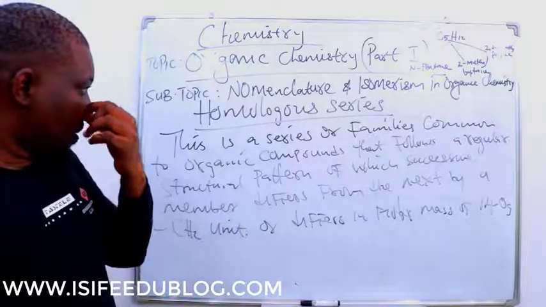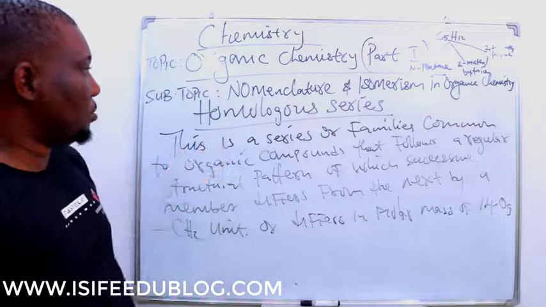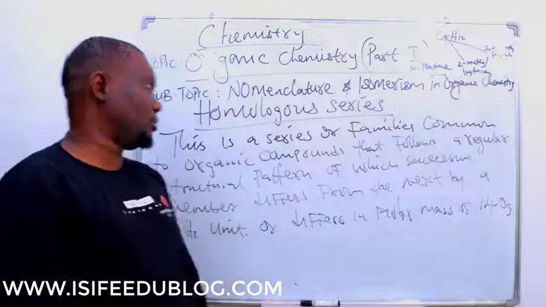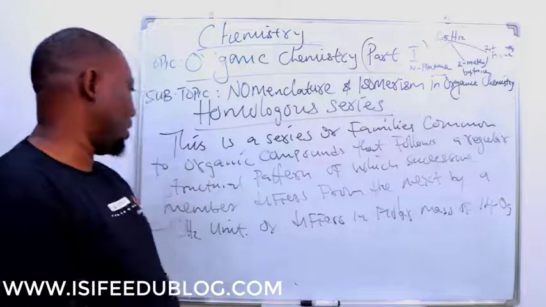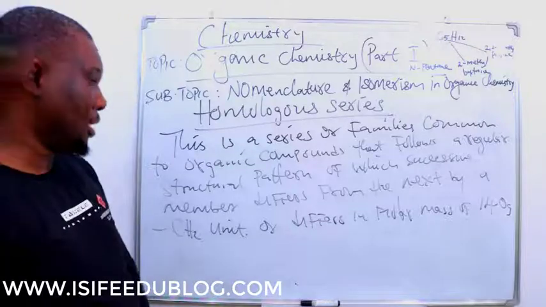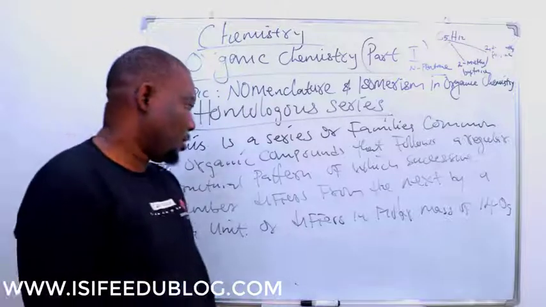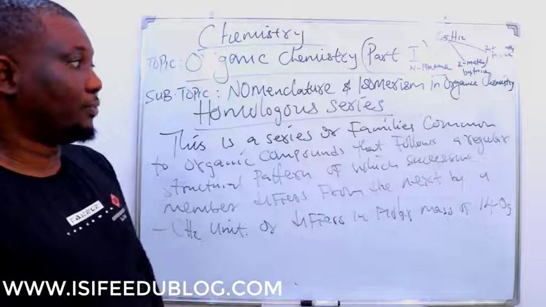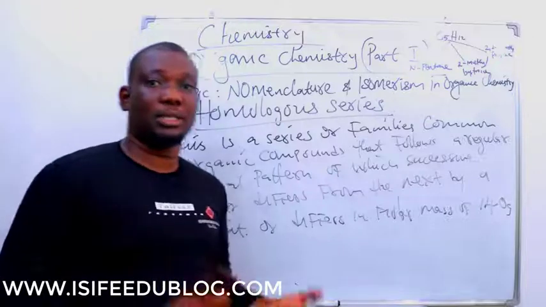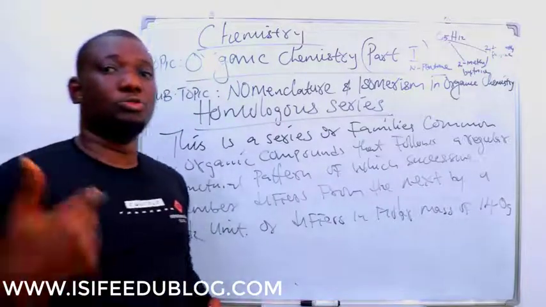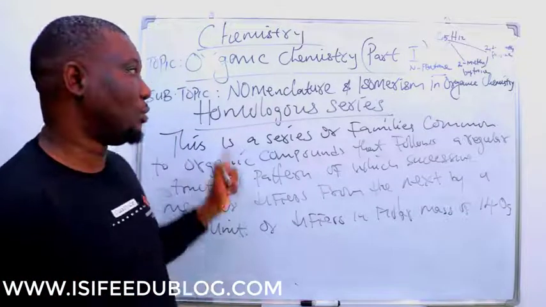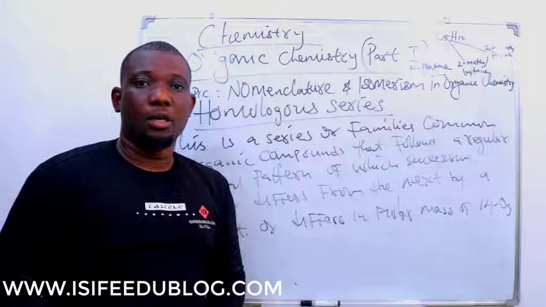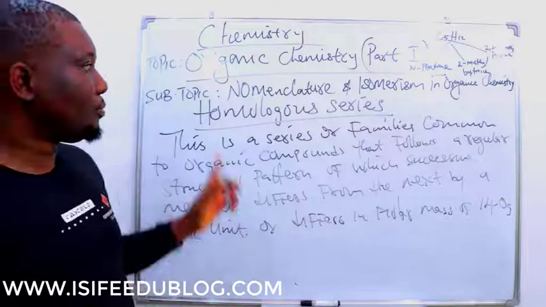Okay, that is a homologous series: families common to organic compounds that follow a regular structural pattern of which successive members differ from the next by CH2 units, or differ in molar mass by 14. Remember, say exactly what I just said: due to the numerous organic compounds, they are classified into families, and these families are called homologous series.